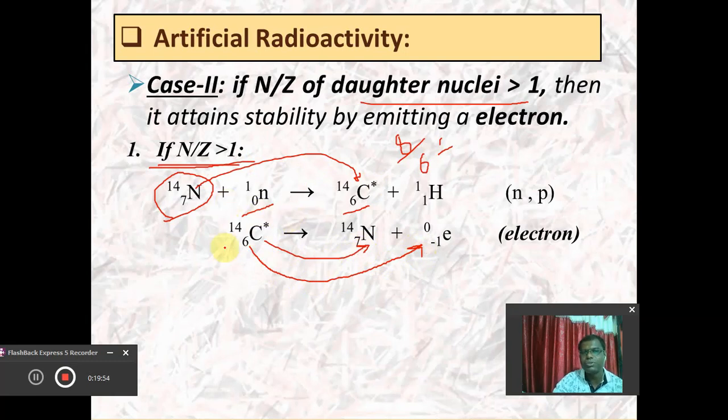So whenever the n by z ratio of any daughter element or the recoil nucleus is greater than 1, then it always emits an electron. And if the n by z ratio of any daughter element or recoil nucleus is less than or equal to 1, it always emits a positron. Again, remember that if the n by z ratio of the recoil nucleus is less than or equal to 1, then it always emits a positron to attain stability. And if the n by z ratio of any daughter element or the recoil nucleus is greater than 1, then it always emits electrons to attain stability.